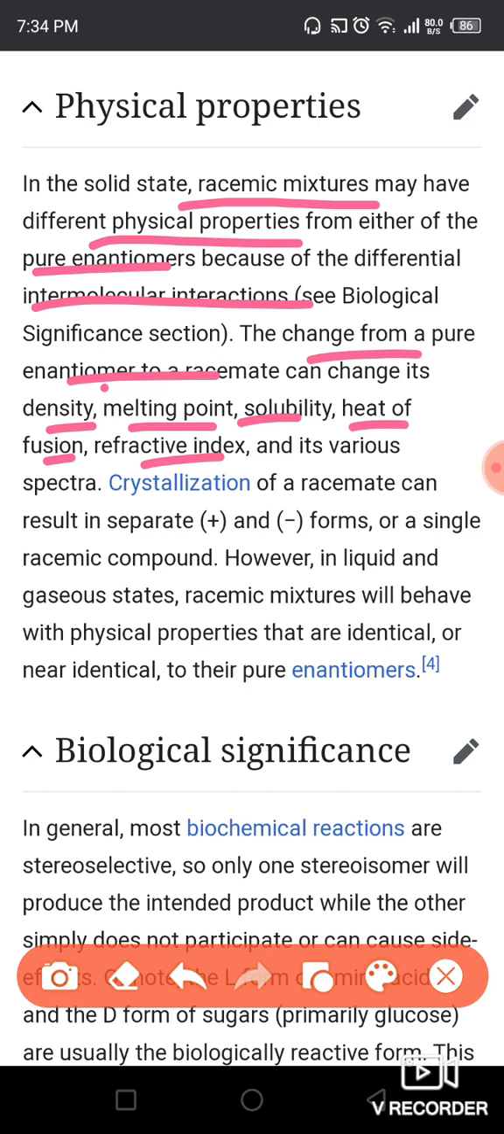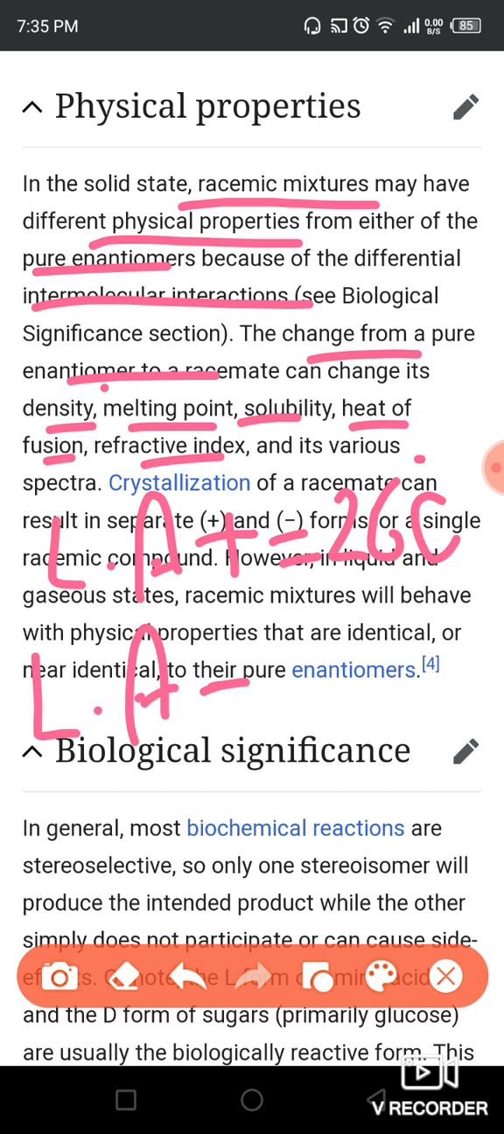If I give some example to you, for example, the example of lactic acid. If you see the melting point property of this lactic acid, I am denoting lactic acid with LA. So now if you see the positive lactic acid, the D isomer of lactic acid, its melting point is 26 degrees. Okay, and if you see the melting point of negative lactic acid, meaning its L isomer, its melting point is 26.